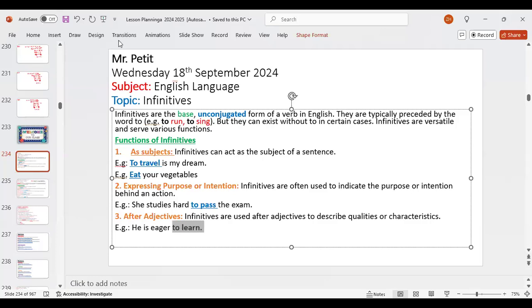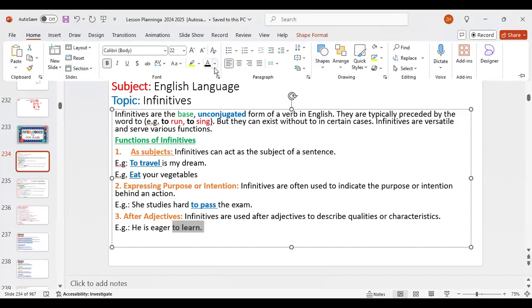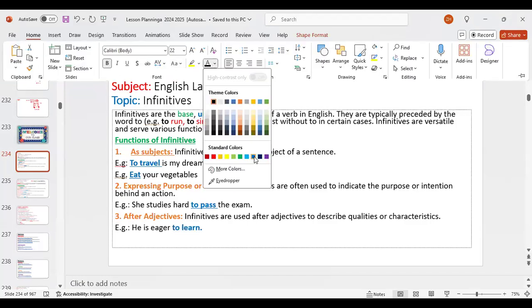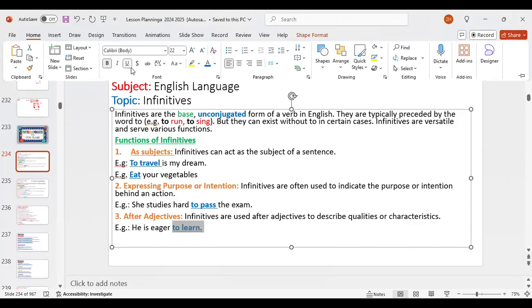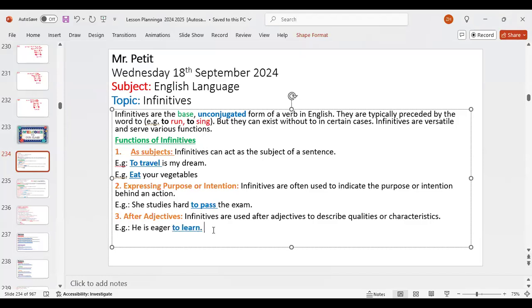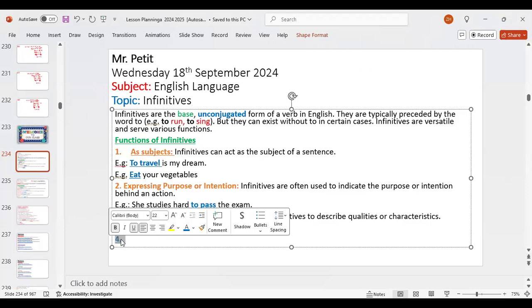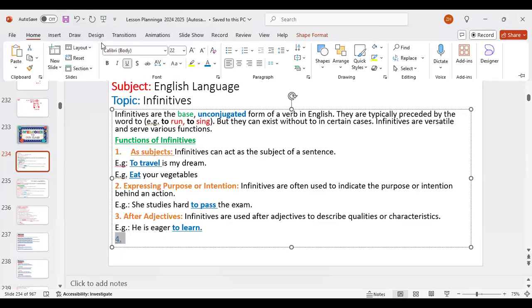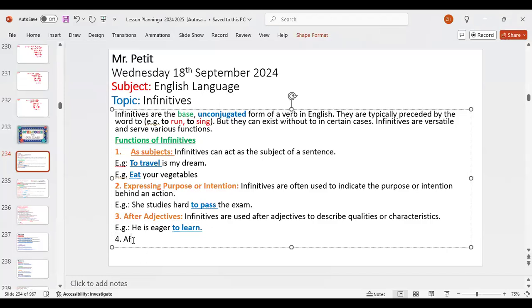So here we are using it after an adjective, right? And the adjective here is eager. So we use infinitives after adjectives. Infinitives can also be used, it's the fourth one. Fourth one. Infinitives can also be used after nouns.